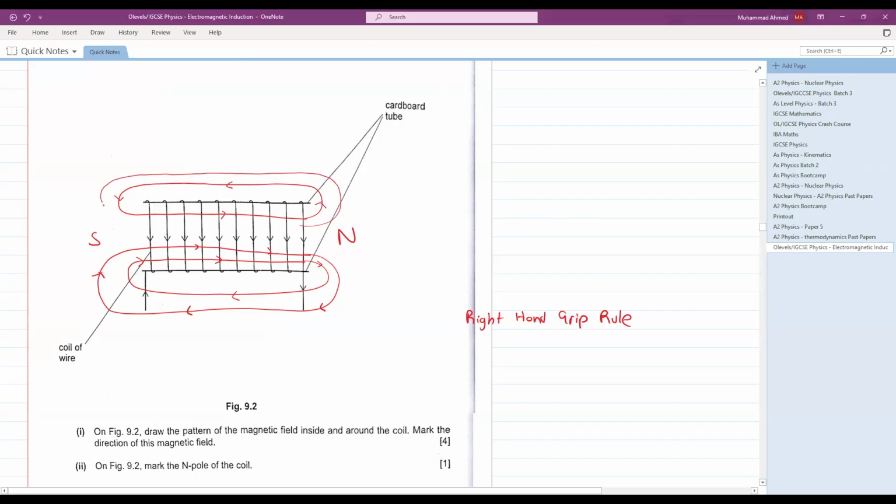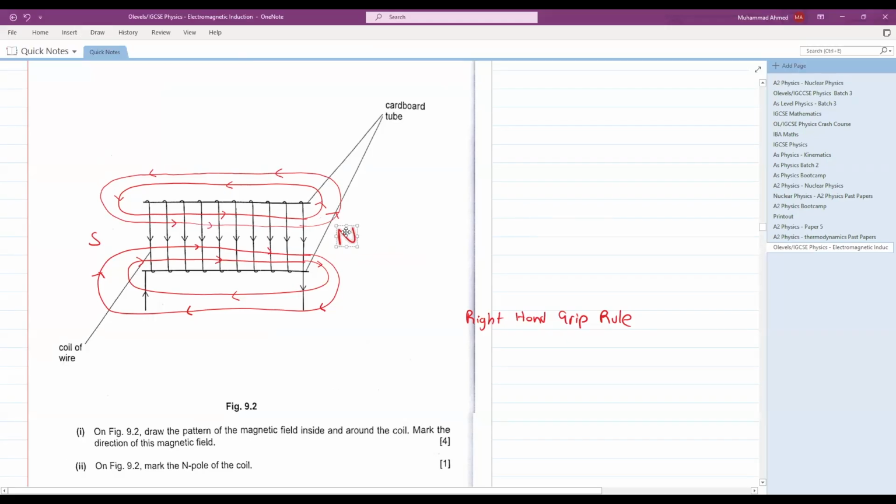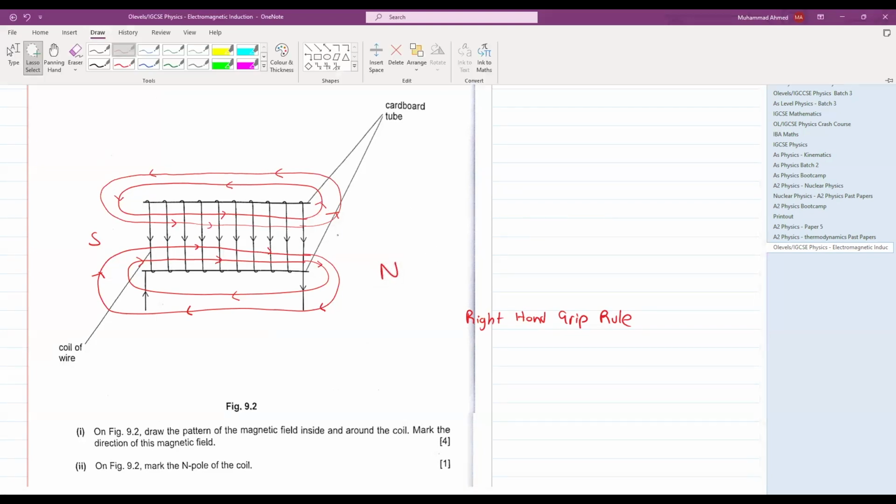And curling back like this. This is from where your magnetic field lines emit. They go into the south like this. Okay. And one more field line you can draw that is emitting. Let me keep north here. That is emitting from the north like this.